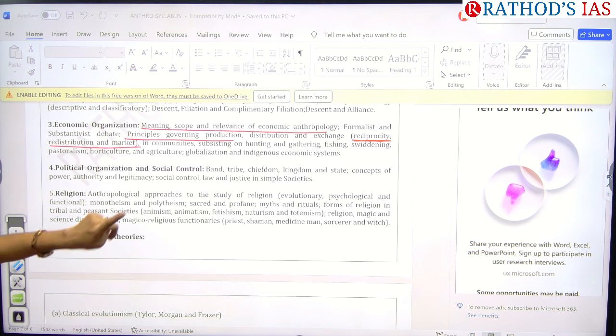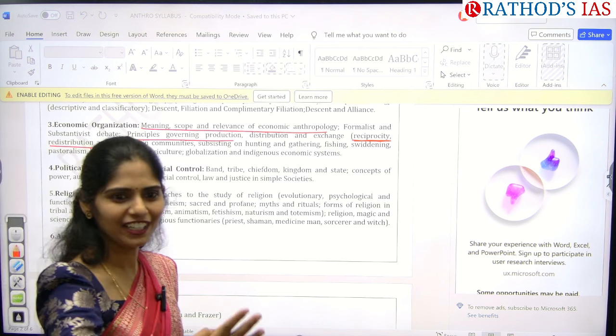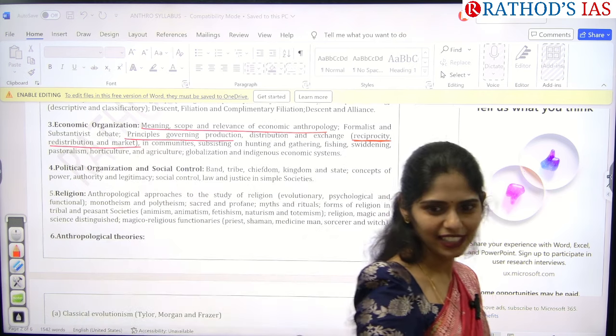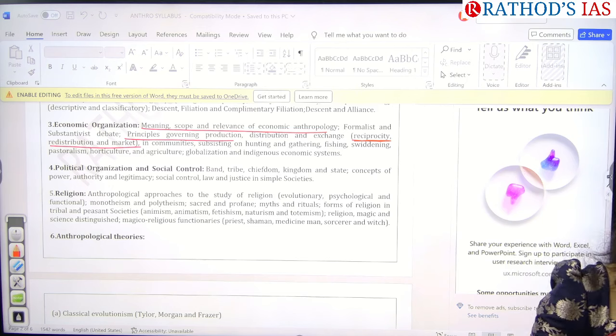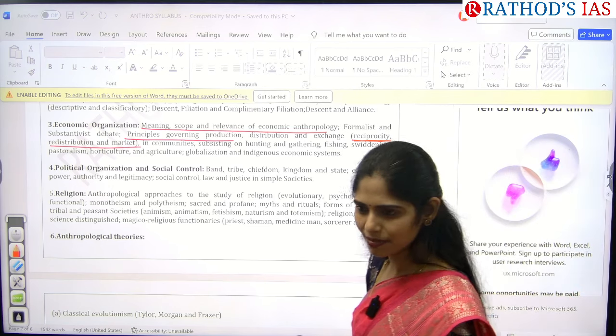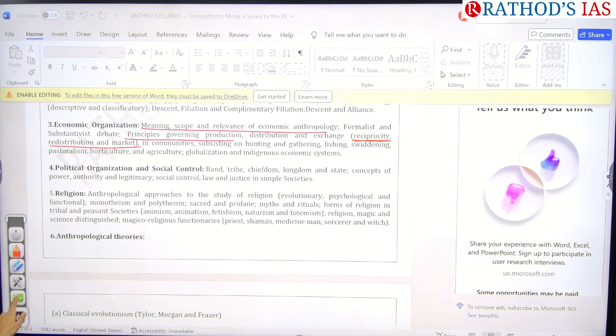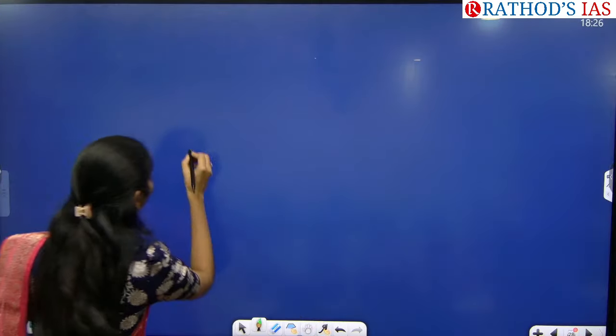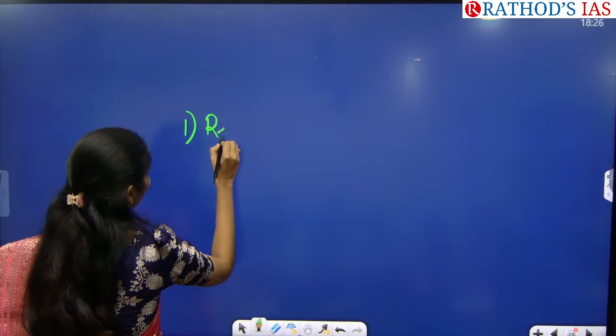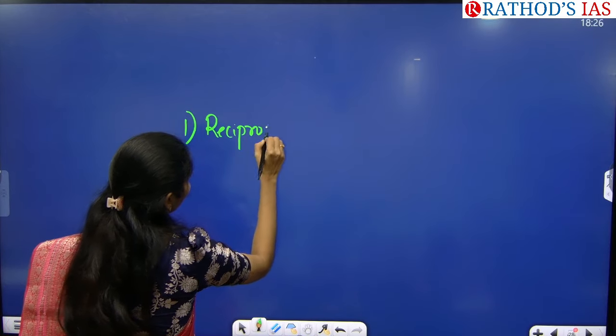So what is the meaning of reciprocity? Give and take. Can I say this is an example of the barter system? So what is a barter system? They will be giving some goods and in return they will be expecting something. Okay, so I will write the first one, that is reciprocity.